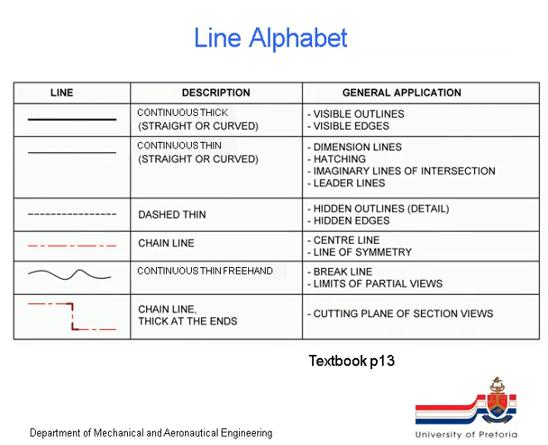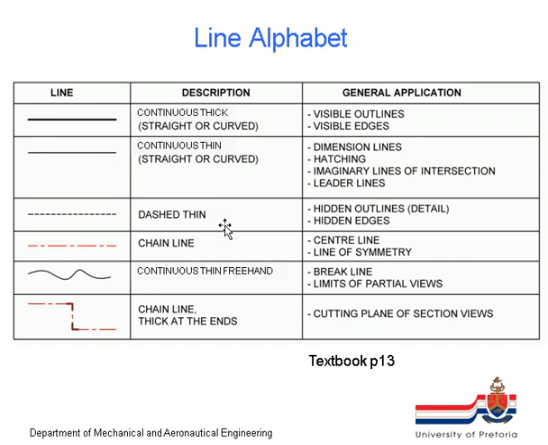Next we've got the line alphabet. We have mentioned this before in the course, but today we're continuing with 2 of these extra line types. Well, 3. The continuous thick one is used for outside edges or visible edges of components. Continuous thin one we'll use later on for dimension lines. In today's class we're going to use it for hatching. You can use it for imaginary lines of intersection or leader lines later when we do part numbers.